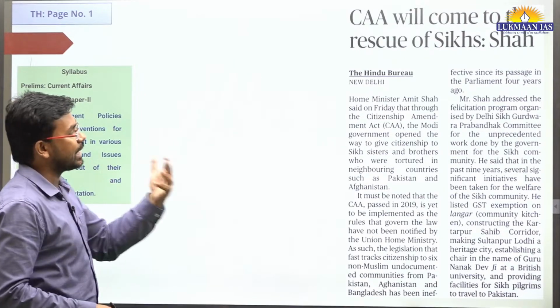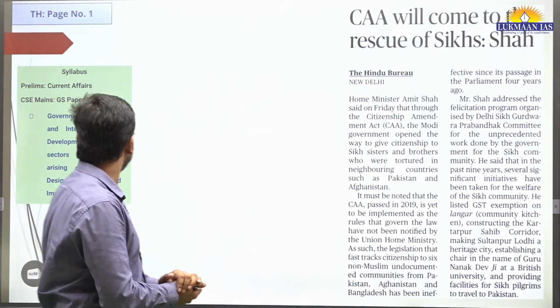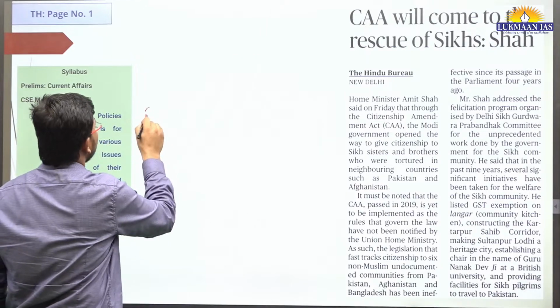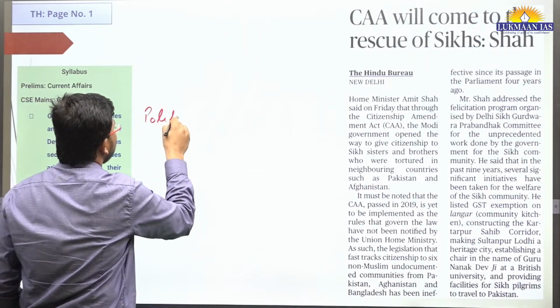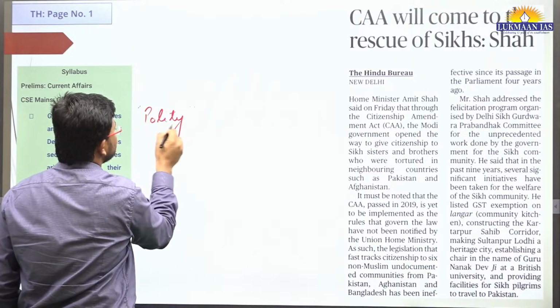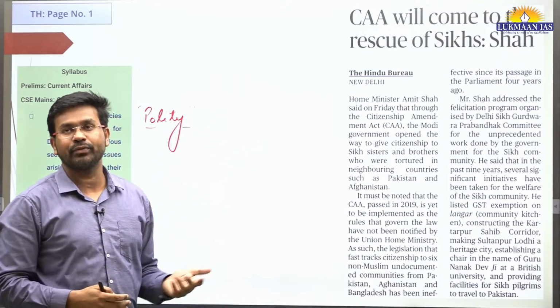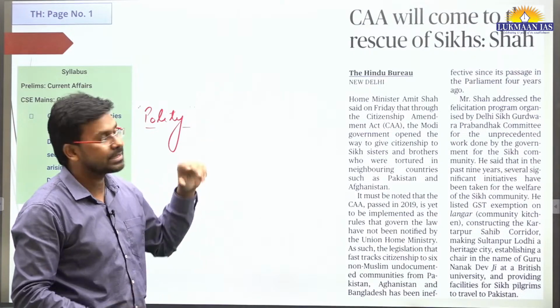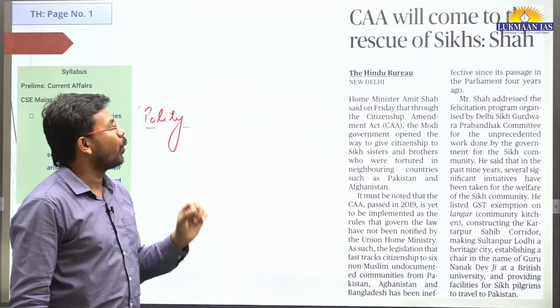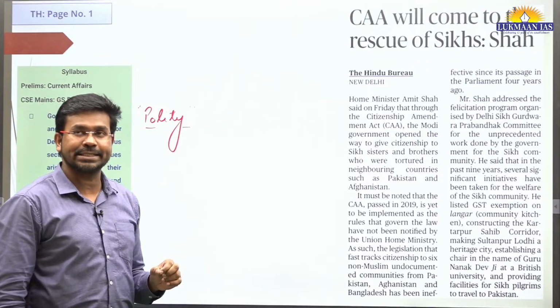This topic is again important. It is important for the prelims paper for Indian polity. It's related to prelims, and it's also important for the mains exam. Let's understand. It says CAA will come to the rescue of Sikhs.